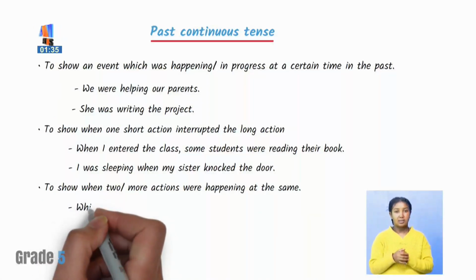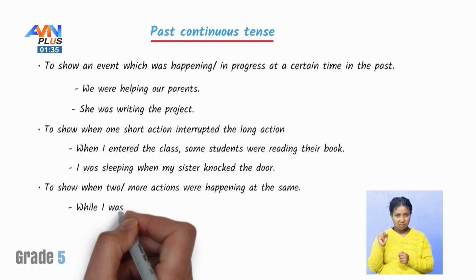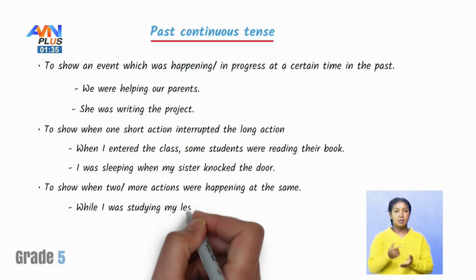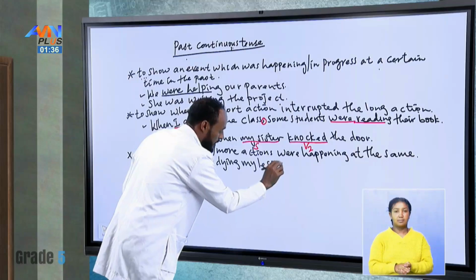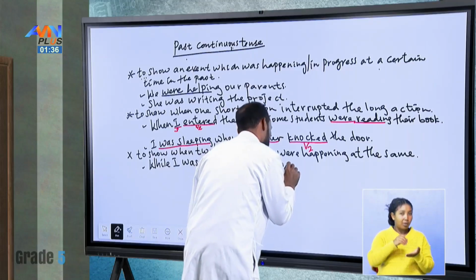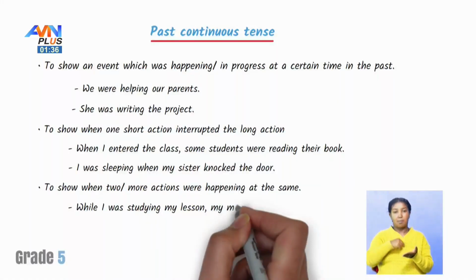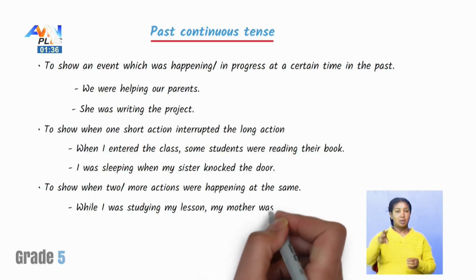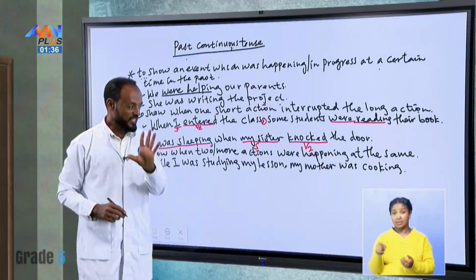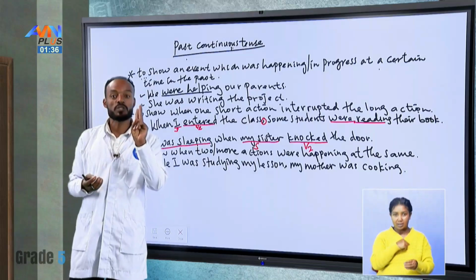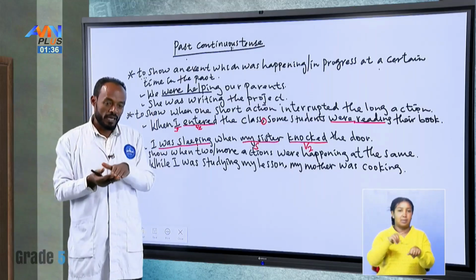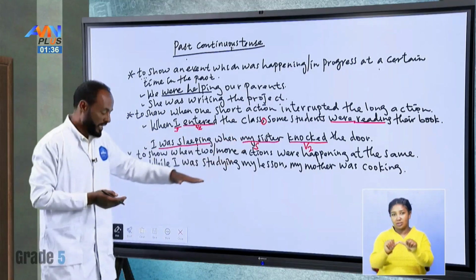While I was studying my lesson, comma, while I was studying my lesson, my mother was cooking. Look, in this sentence, we can get two things, two actions which were happening at the same time, and both of them are long action. Okay? Look here.